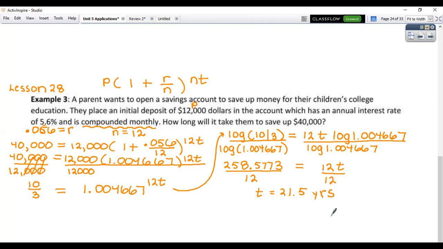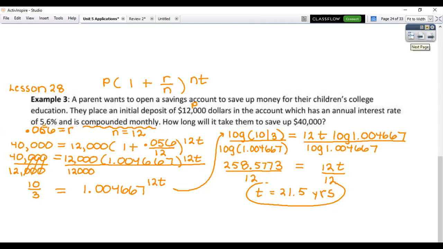Yes. I mean, that'd be really nice, but there's no way you can save that kind of money with that small interest rate in a year and a half. But it's a nice thought. So 21.5 years. All right, how do you guys feel on something like that? Okay, so next problem.